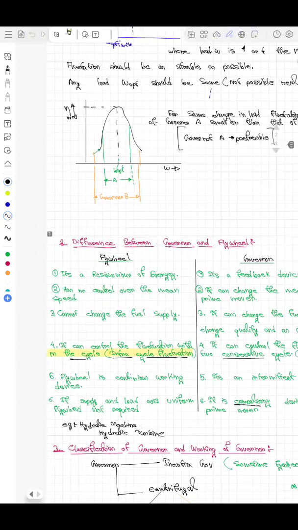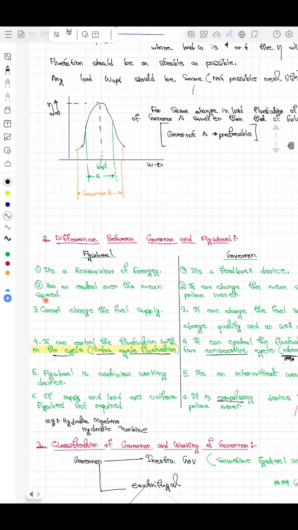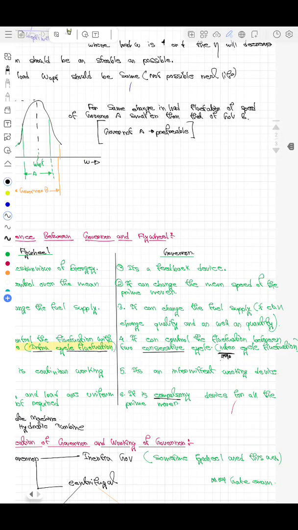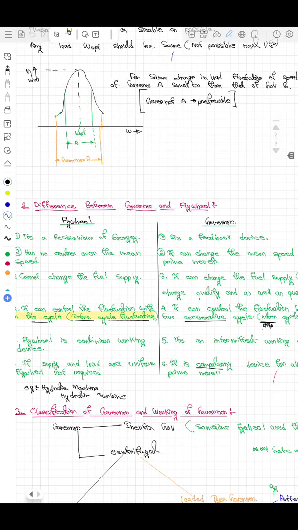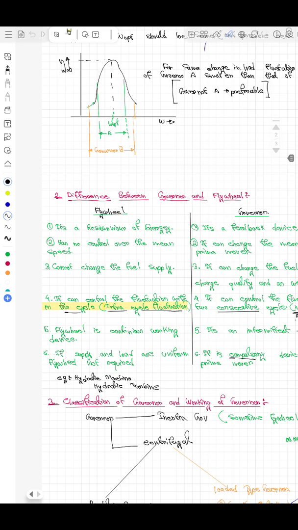The governor has control over the mean speed. This is the mean speed. Like in the turning moment diagram, you remember, the flywheel controls the speed fluctuation, while the governor changes the mean speed of the prime mover. So only the prime mover speed it can change. It cannot change the fuel supply. The flywheel can control the fluctuation within the cycle, like the stroke cycle fluctuation.